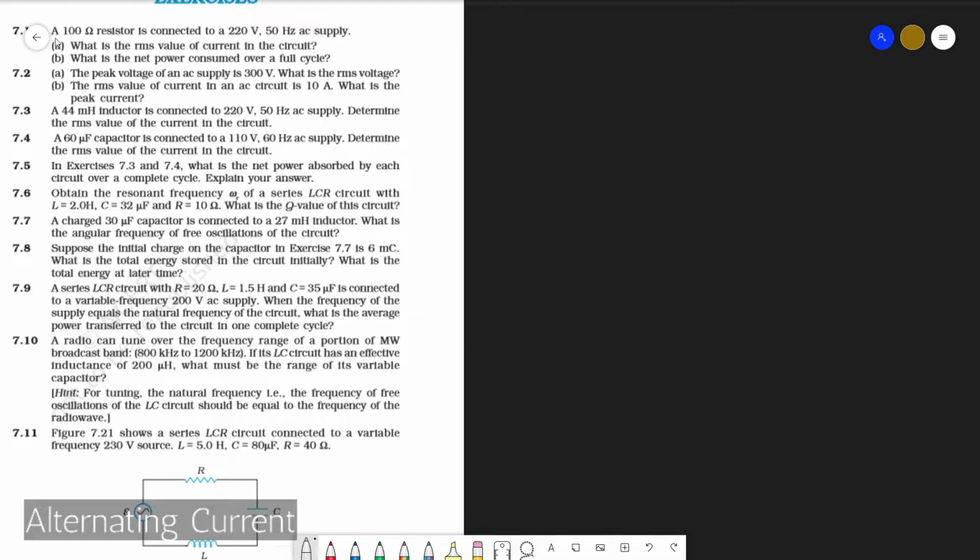So in the first question he's saying that a 100 ohm resistor is connected to a 220 volt, 50 hertz AC supply. What is the RMS value of the current in the circuit? So you know that the RMS current in this circuit is nothing but VRMS by R. This value is given in this form, this is nothing but the RMS value. So it is 220 volts upon the resistance, 100 ohms. So obviously you get this as 2.2 ampere. So this was the A part.